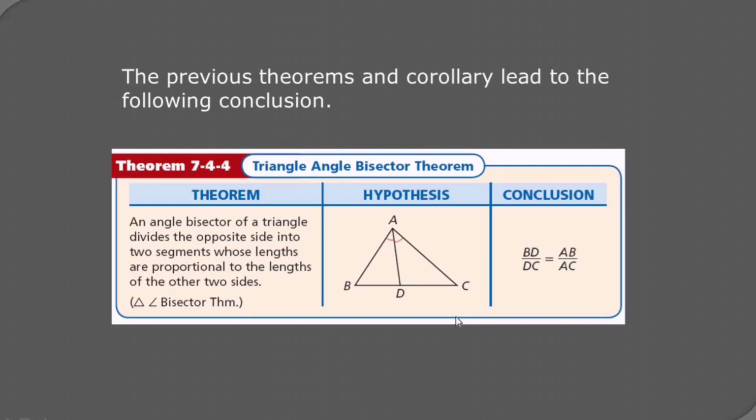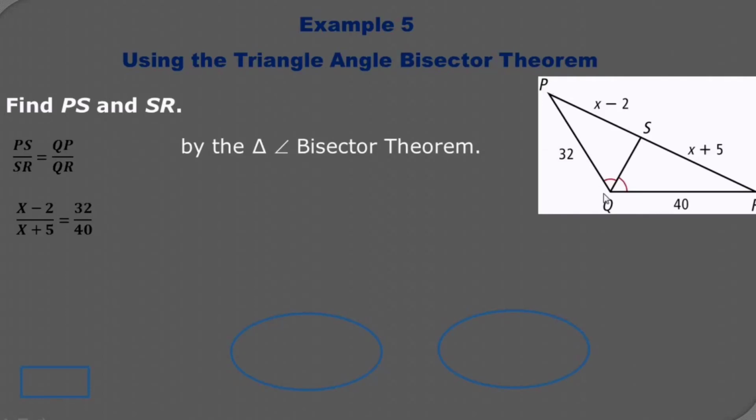Let's take an example. I have a triangle PQR. I have PQ equal to 32, QR equal to 40, SR equal to x plus 5, and PS equal to x minus 2. And I have SQ as the angle bisector. How do I know? Because these two angles are marked equal, so SQ is the angle bisector. I need to find PS and SR.